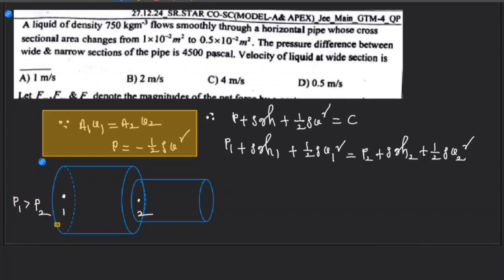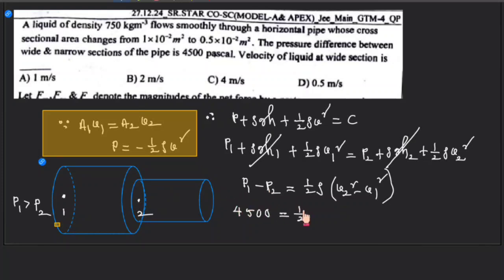Therefore, now we have to work this out. You would say that ρgh1 and ρgh2 will cancel because both points are at the same horizontal level. Now we could say P1 minus P2 will be equal to half into rho into (velocity here is higher, velocity there is lower) V2 square minus V1 square, right? Clear? This can be written as 4500 equal to half rho, where rho here is 750, into V2 minus V1 square.